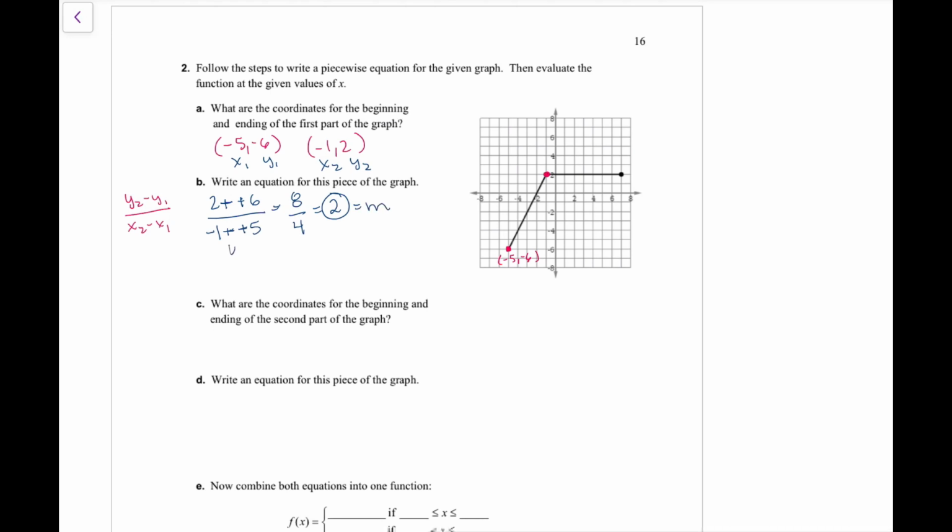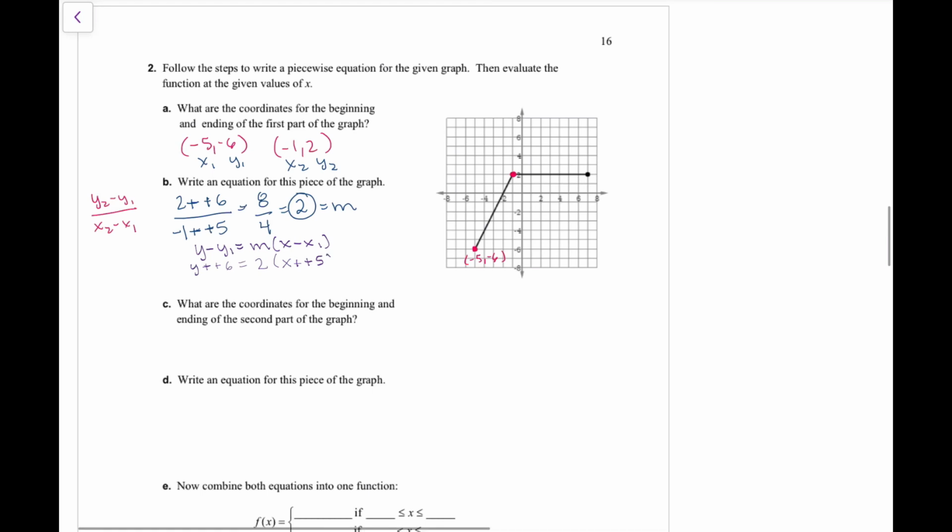Now we're going to take our y minus y1 equals m times x minus x1. So we take y minus our y1. Our y1 is a negative 6, so y minus a negative 6 is the same as plus 6. Our m is 2, and we multiply that by our x minus our x1. Our x1 is a negative 5. Two negatives make a positive, and so I have y plus 6.